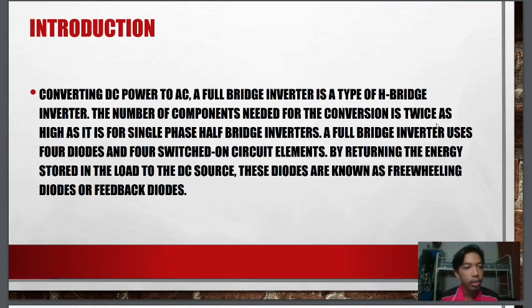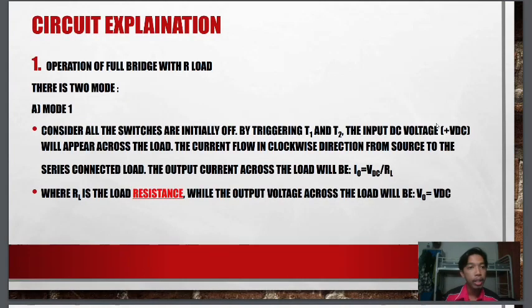Introduction. Converting DC power to AC. A full bridge inverter is a type of H-bridge inverter. The number of components needed for the conversion is twice as high as for a single-phase half-bridge inverter. A full bridge uses four diodes and four switching circuit elements. By returning the energy stored in the load to the DC source, these diodes are known as freewheeling diodes or feedback diodes.